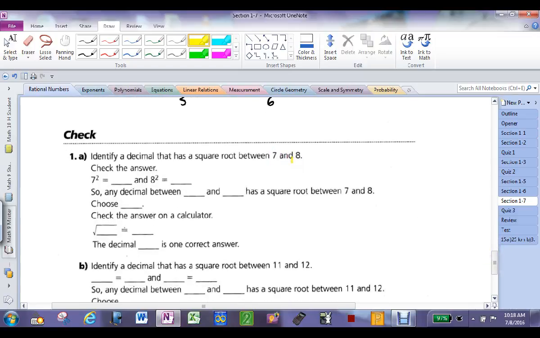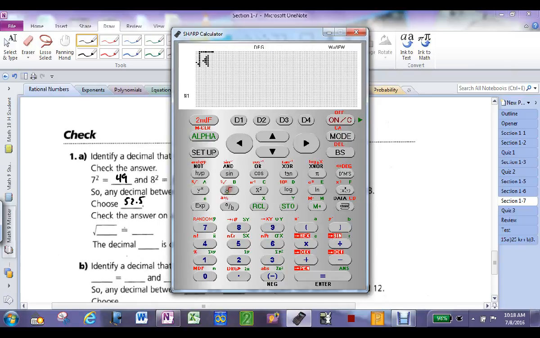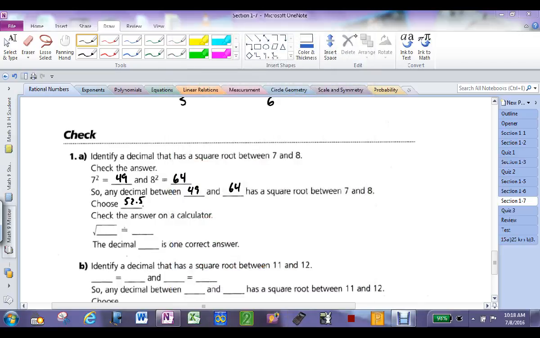So, I need to be between 7 and 8. So that means I need to be between what? 49 and 64. Any decimal between 49 and 64. Any decimal. Give me one. Sure. 52.5. I'll check with my calculator just to prove he's right. Square root of 52.5. Is that between 7 and 8? I did it right. In math, if it happens once, how often does it happen? All the time. So, we have now proven that.